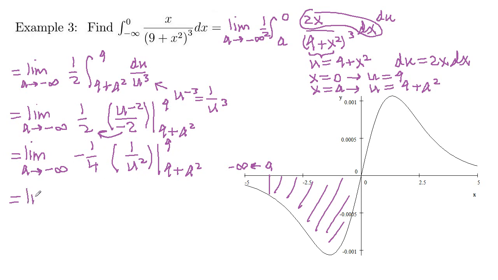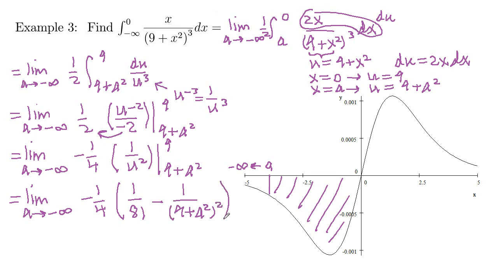So this will now be limit a goes to minus infinity, negative 1/4. And now if we plug our 9 in for u, 1 over 9 squared is 1 over 81. And then plug 9 plus a squared in for u. So 1 over (9 plus a squared), and that gets squared. So as a goes to minus infinity, our a squared goes to infinity. 9 plus a squared quantity squared, that whole denominator goes to infinity. So this piece here approaches 0.